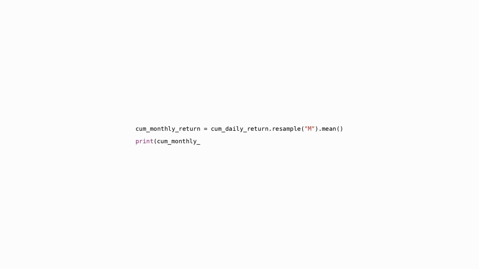By changing the frequency from daily to monthly, it calculates the mean for each month to determine the average return. The resulting values are then printed out.